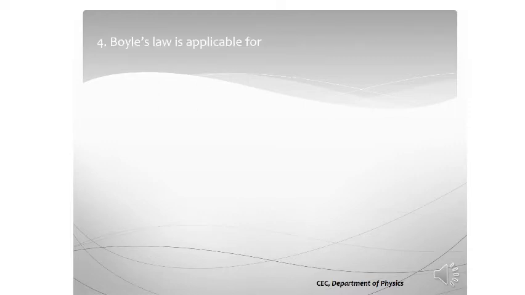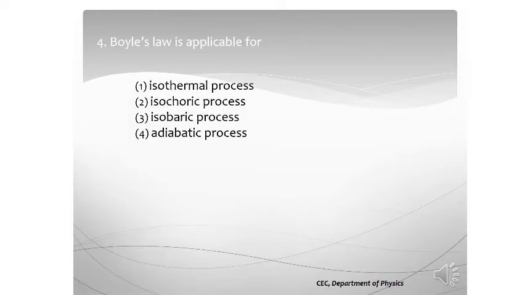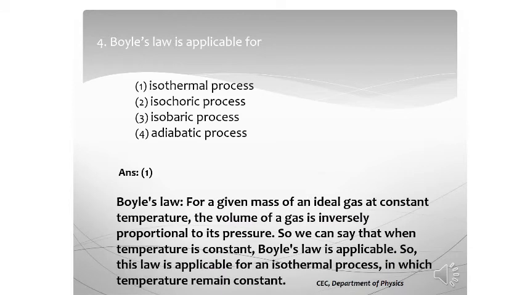Next, Boyle's law is applicable for isothermal process, isochoric process, isobaric process, adiabatic process. Answer is 1. Isothermal process. For a given mass of an ideal gas at constant temperature, the volume of a gas is inversely proportional to its pressure. So we can say that when temperature is constant, Boyle's law is applicable. So this law is applicable for an isothermal process in which temperature remains constant.